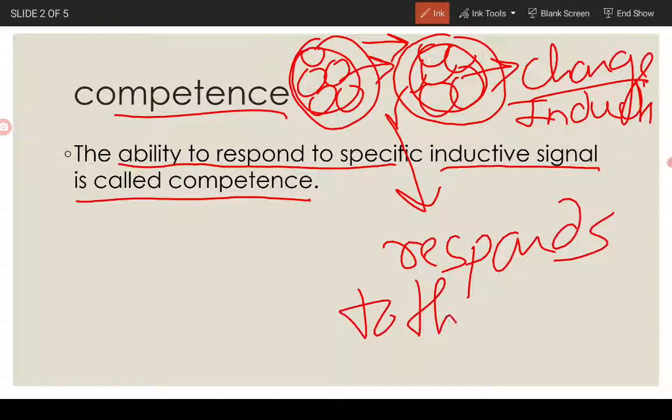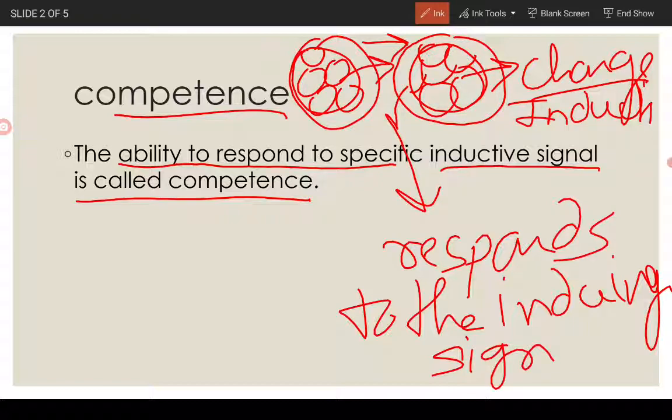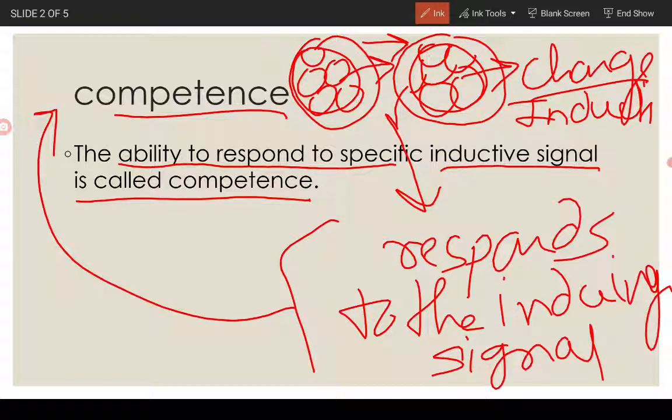Now competence is when these group of cells respond to that inducing signal. That is known as competence. The ability to respond to the inducing signal is competence, right?